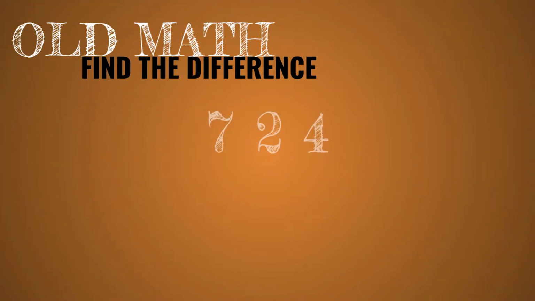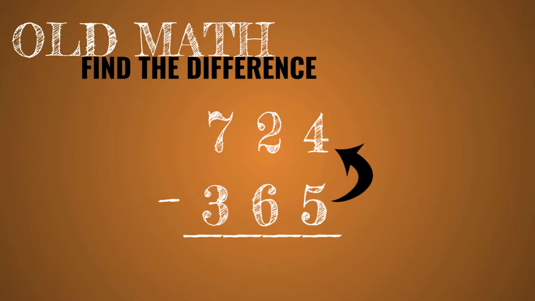So old math, when you were finding the difference, you would use the borrow and pay back method. So you would try to take 5 from 4, but you can't. So you would borrow 1 from the 2, and the 4 would become a 14. But you would pay back that 1 by subtracting an additional 1 in the next column. 14 minus 5 is 9.